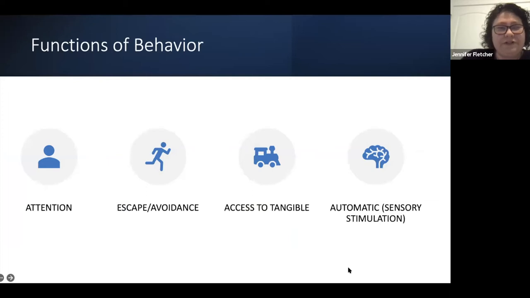So there are four functions of behavior. The first one is attention, and basically that's getting it from anybody, whether it's from you or someone else. You also have escape, that they're escaping a task or avoiding a task or avoiding having to do something they don't want to do, such as put something away or even avoiding another person. Access to tangibles. Tangibles are things that you can hold or have, such as eating something. An iPad's a tangible, a toy. And automatic sensory stimulation. So let's look at those in more depth.